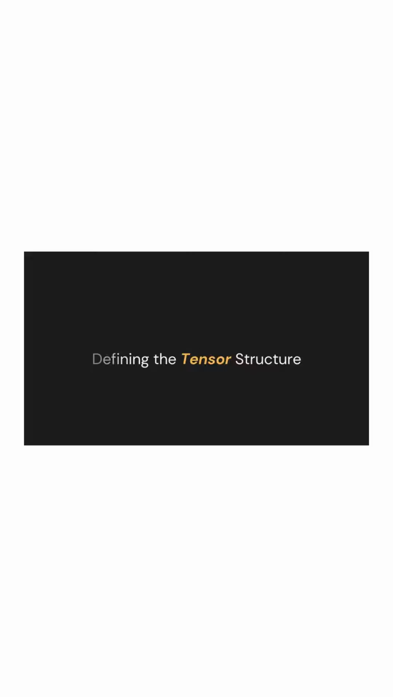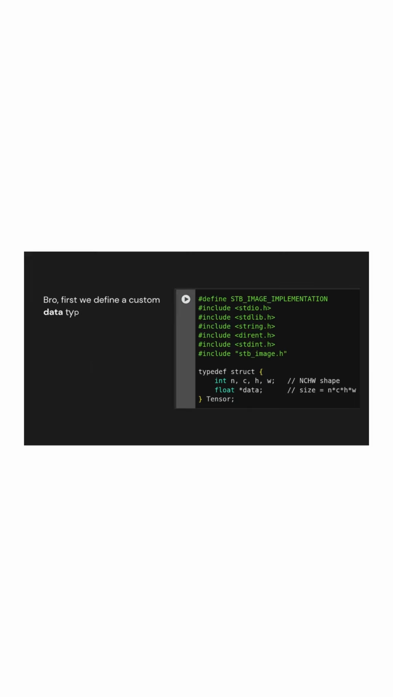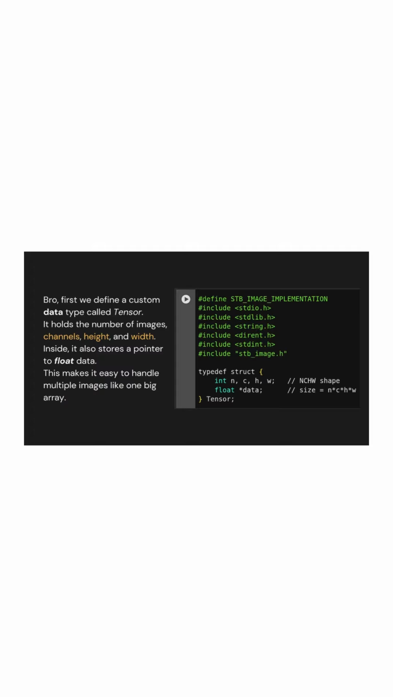Step 1. Defining the tensor structure. Bro, first we defined a custom data type called tensor. It holds the number of images, channels, height, and width. Inside, it also stores a pointer to float data. This makes it easy to handle multiple images like one big array.